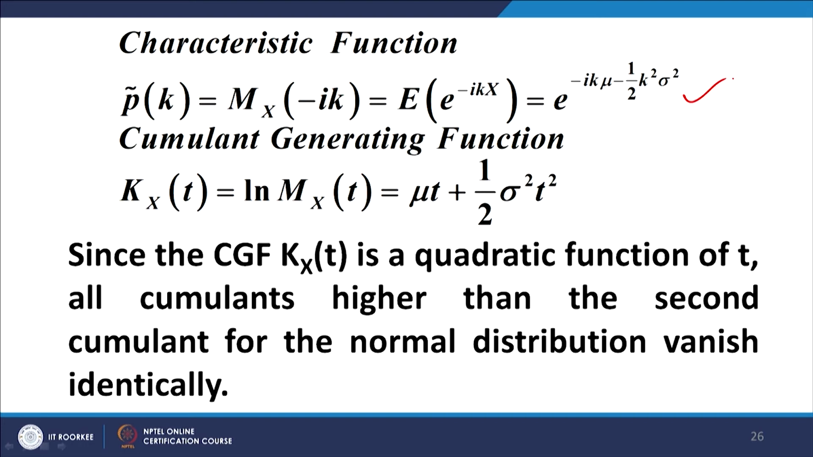And as far as the cumulant generating function is concerned, it is the natural log of the moment generating function. So, it is given by mu t plus 1 by 2 sigma square t square. Now, another interesting feature here, because the cumulant generating function is quadratic in t. So, what does it imply? It implies that all cumulants higher than the second cumulant will naturally vanish for the normal distribution.